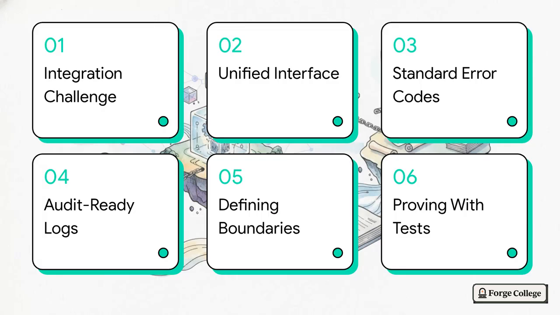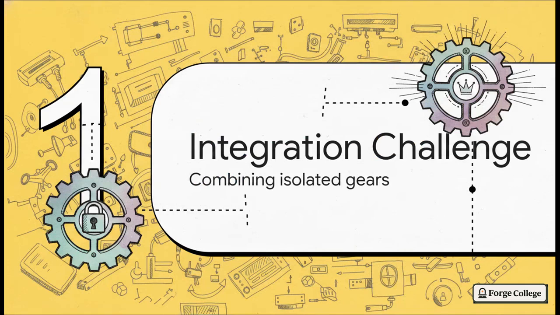Okay, let's look at the master blueprint for today's explainer. We'll start with the integration challenge, move on to building a unified interface, standardizing our error codes, crafting those audit-ready logs, defining boundaries, and finally proving the whole thing actually works with some rock-solid tests. First up on the drawing board, Section 1, the integration challenge.